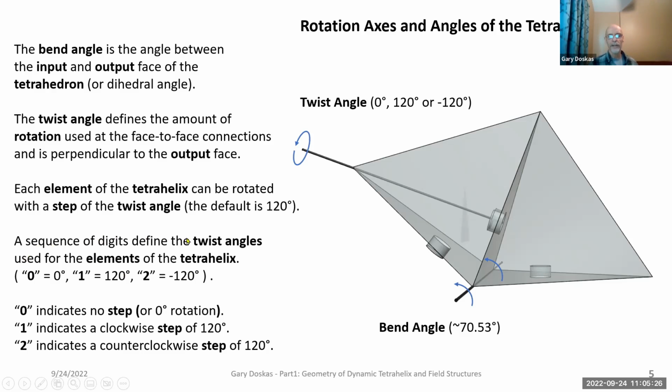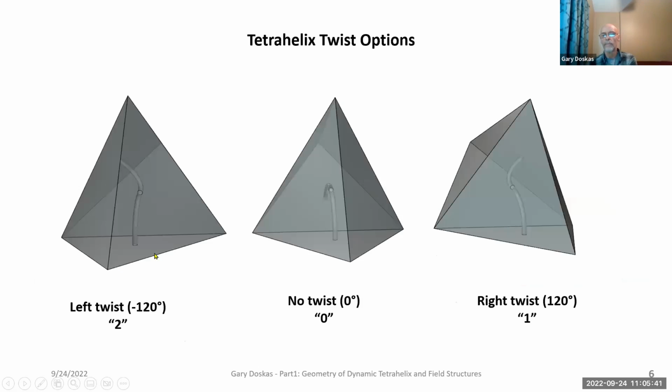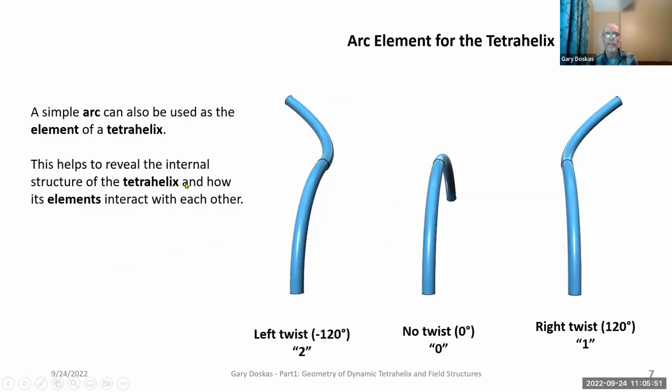A sequence of digits defines the twist angles used at the elements for the tetrahelix, where 0 indicates no step or no rotation, 1 indicates a clockwise step of 120, and 2 indicates a counterclockwise step of 120. So these are your three twist options for a left twist, no twist, or right twist, with the internal arc shown. And then this is a view of using an arc element for the tetrahelix. This helps reveal the internal structure of the tetrahelix and how its elements interact with each other.